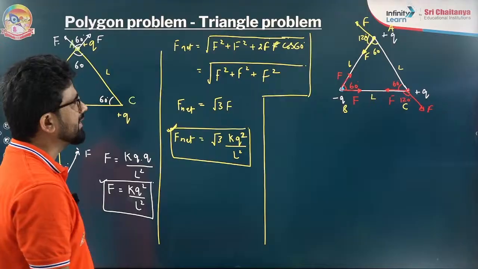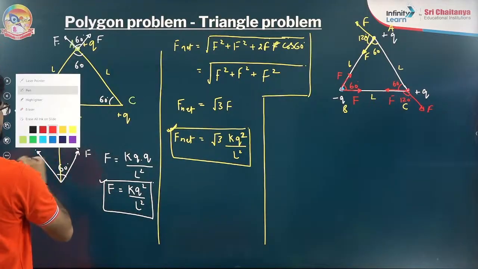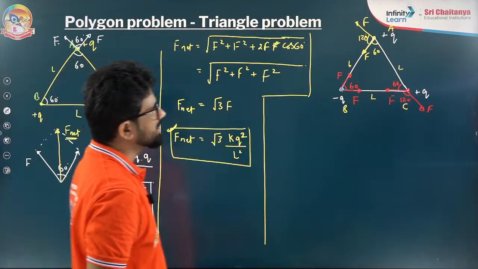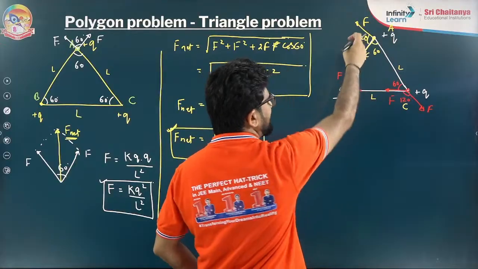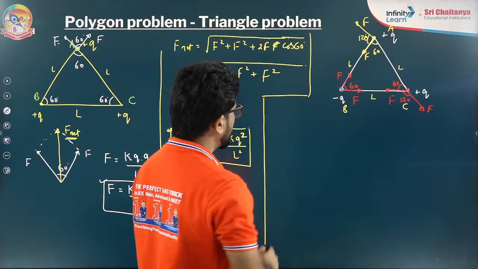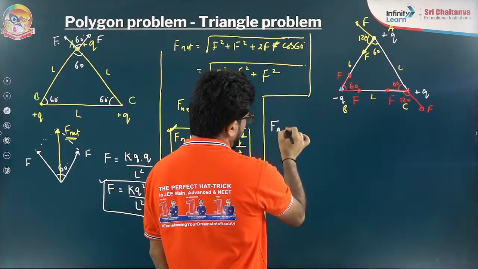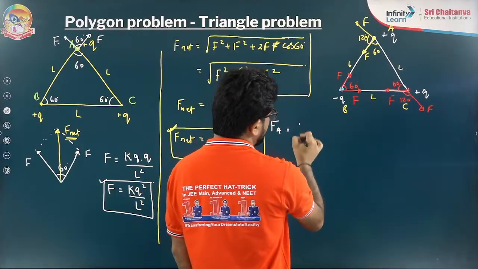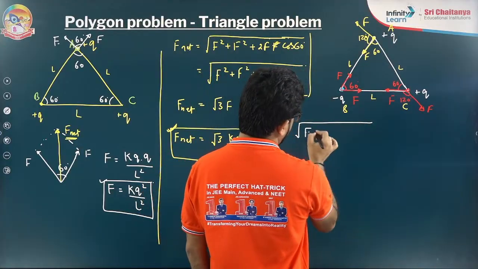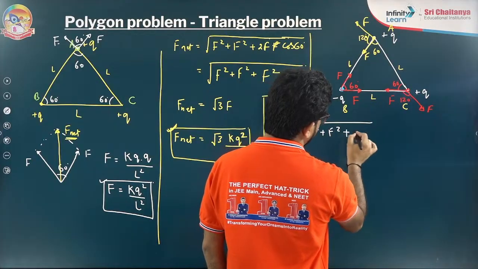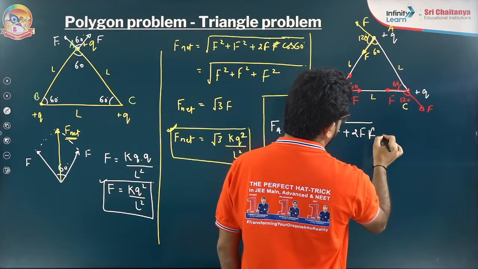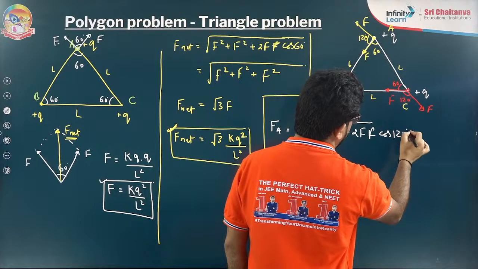Yes, definitely we can calculate. If I ask you what is the force on A, can you calculate the force on A? Yes. What is the angle between them? 120 degree. So I am writing force on A, beta. Force on A, you will say, under root of F square plus 2 into F into cos 120.